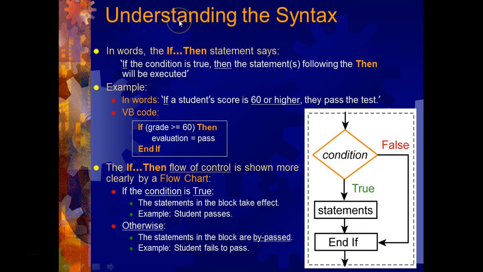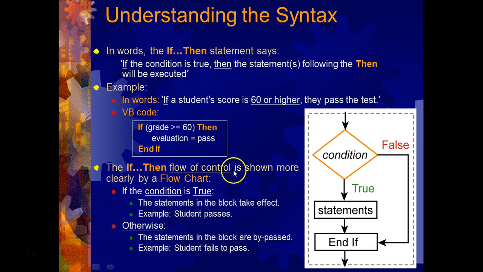Okay, so let's understand the syntax. In the words if then, if the condition is true, then the statements following the then will be executed. So if a student's score is 60 or higher, they pass the test. So that's how it's written. We could write that in words. If we want to write it like this, we can. If the grade is greater than or equal to 60, then we set the evaluation equal to pass.